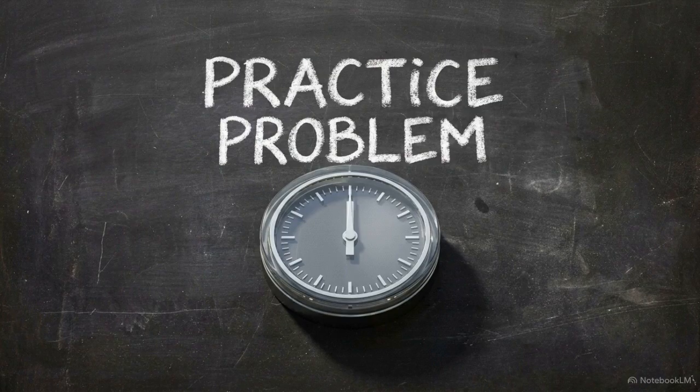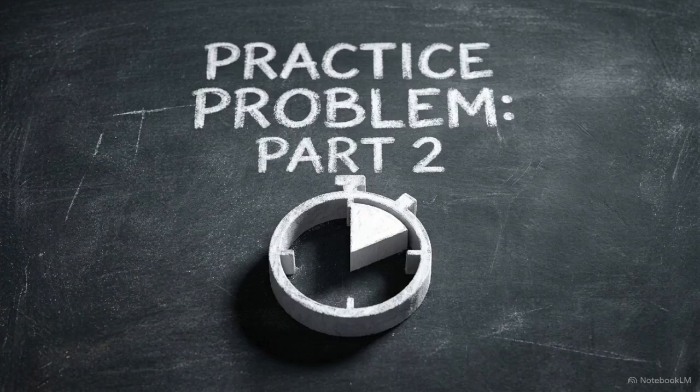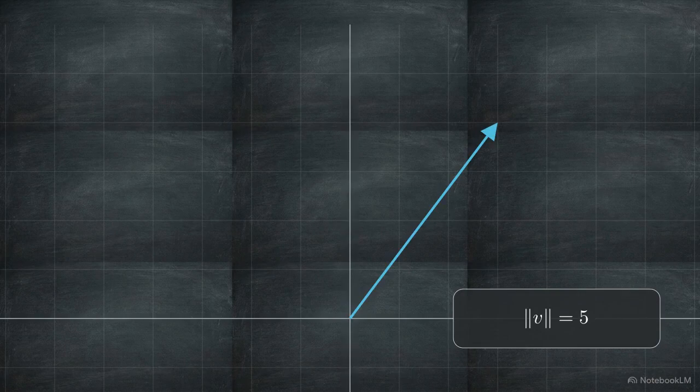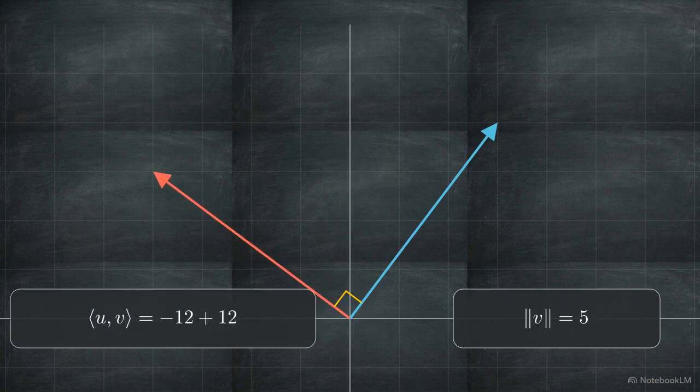Now for an active recall test. Pause the video and find the norm of the vector (3, 4) using the standard inner product. Then find one vector that is orthogonal to it. The norm is the square root of 9 plus 16, which is 5. For orthogonality, a vector like (-4, 3) works because the inner product calculates to 0.